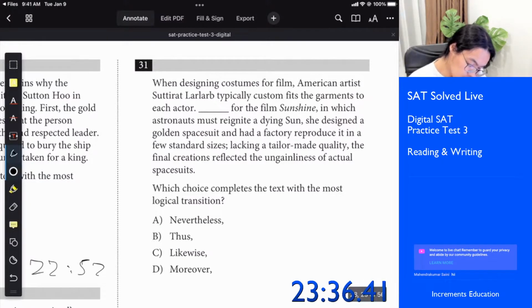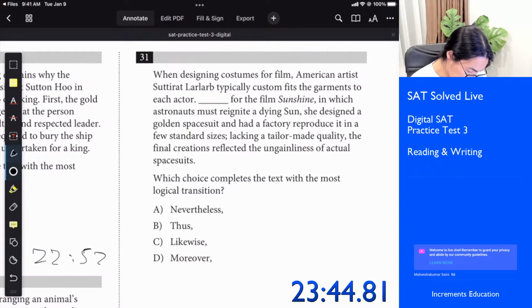When designing costumes for film, I feel like that previous question took me too long. American artists typically custom fit the garments to each actor. Typically custom fits. Never. Factory produced it. Ungainliness of actual states.